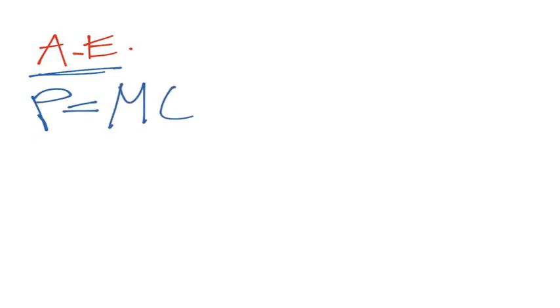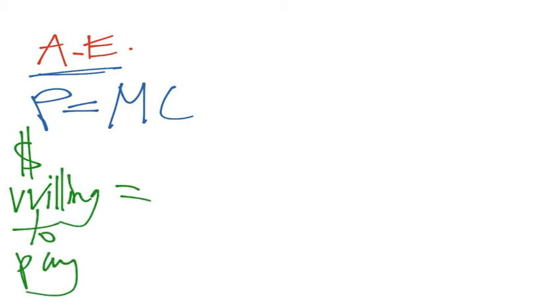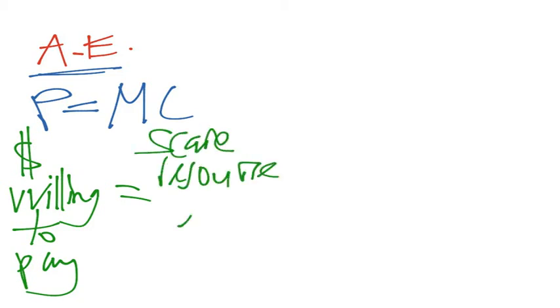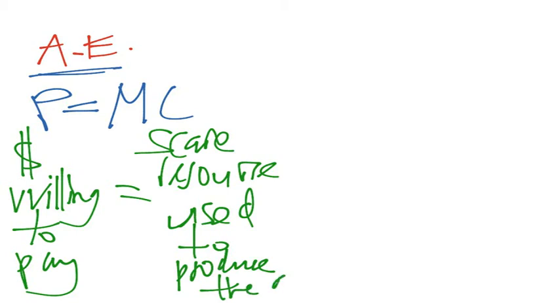Allocative efficiency happens when price equals marginal cost. Why? Because if we convert this into sentences, what this means is the money that the consumer is willing to pay is equal to the marginal cost, which is the scarce resource used to produce the good. And remember, money is a reflection of marginal utility, which also signifies satisfaction.